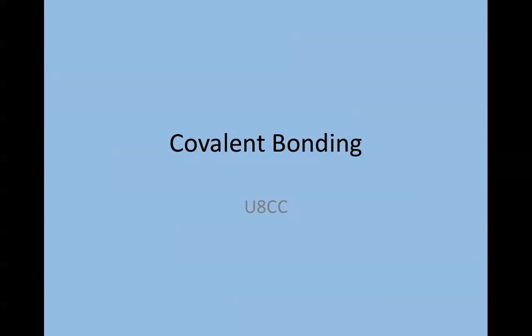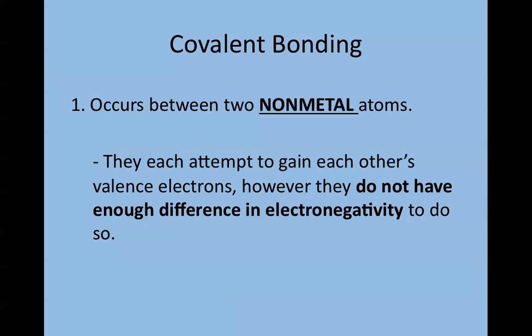All right, in Concept C, we're going to now focus on covalent bonding. We're going to talk about what covalent bonding is and then some different types of compounds that contain covalent bonds. So covalent bonding occurs between two nonmetal atoms. We've already talked about ionic and metallic, which involve metals.